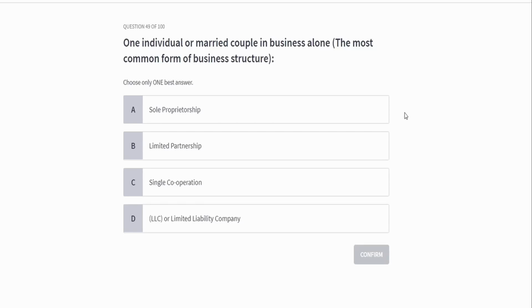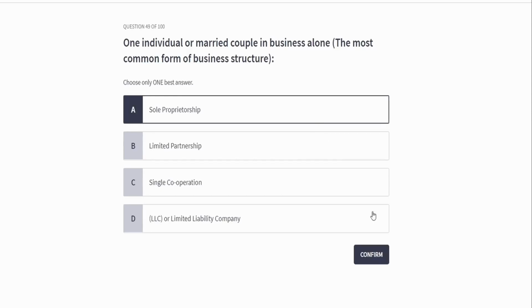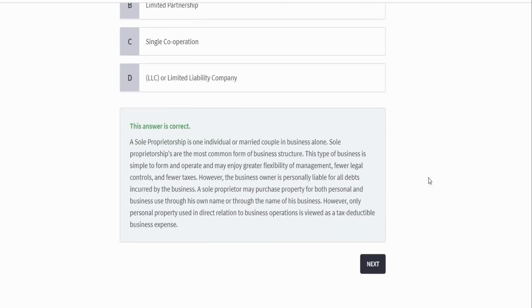What is one individual or married couple in business alone? That's going to be a sole proprietorship. So, a sole proprietorship is one individual or married couple in business alone. Sole proprietorships are the most common form of business structure. This type of business is simple to form and operate and may enjoy greater flexibility in management, fewer legal fees, and fewer taxes. However, the business owner is personally liable for all debts incurred by the business.